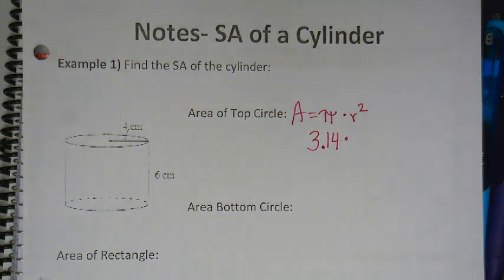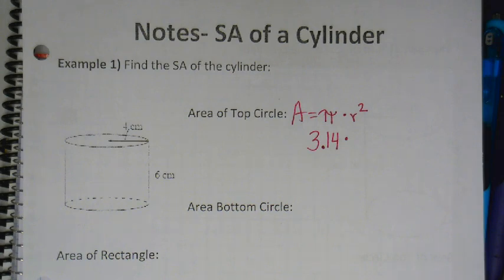All right. What is the radius of this circle on my sheet of paper? 4. So what do we have to do to 4? Not times 2. Square it, which means to multiply by itself. So 4 times 4 is 16. All right, write 16 right there. 3.14 times 16. All right.